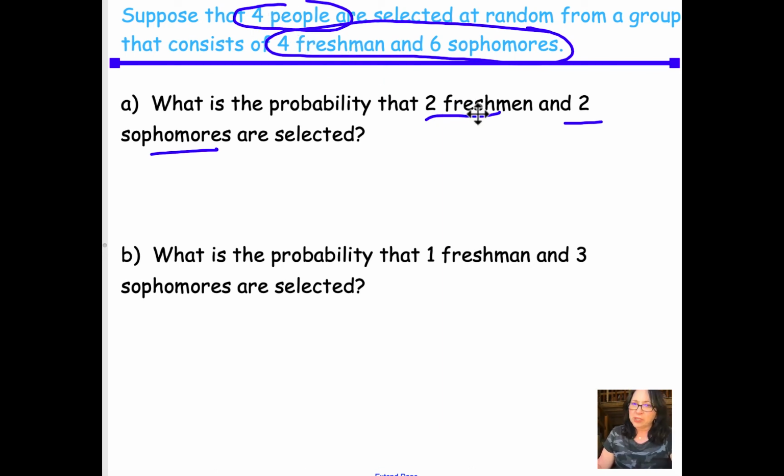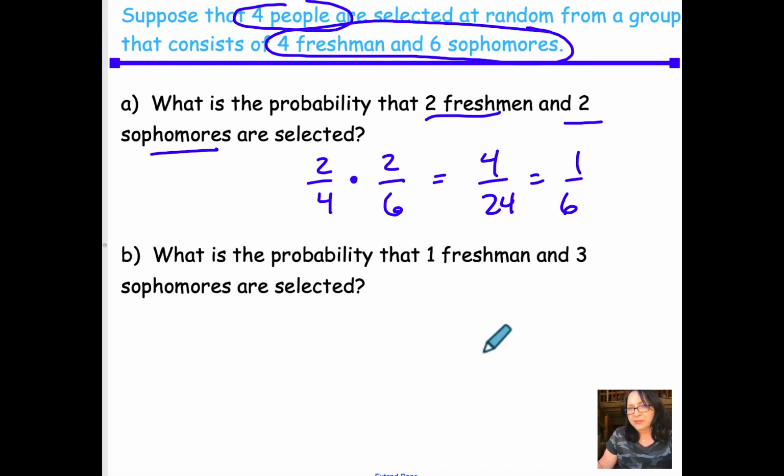So if I want 2 freshmen, and I want 4 people total, right? So I want 2 freshmen, but that's 2 out of 4. So that's 2 out of 4 freshmen. And then I'm going to choose sophomores. So that's 2 out of 6. And so that's just 4 out of 24, which is 1 out of 6.